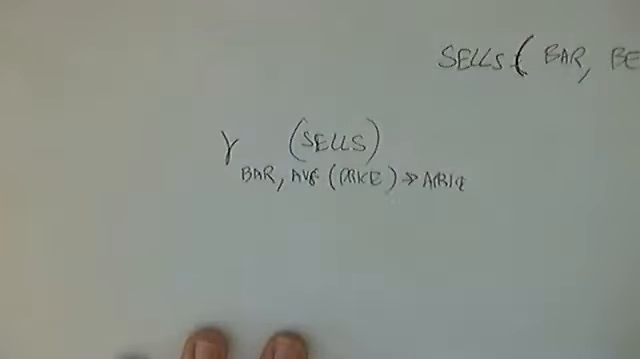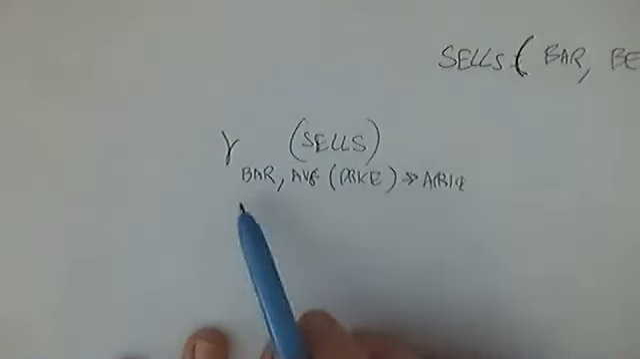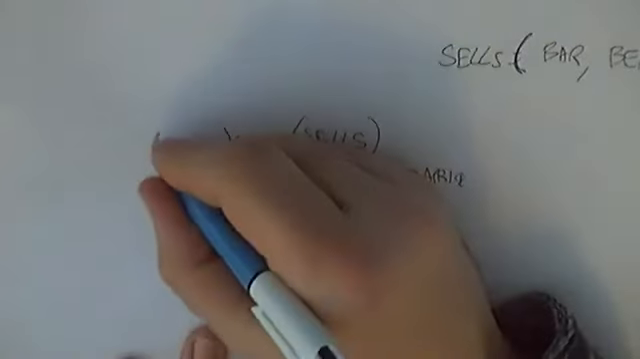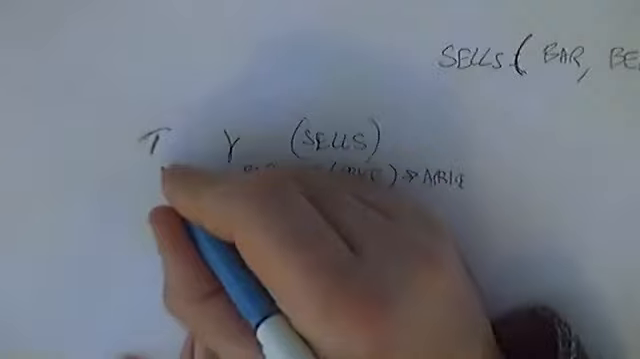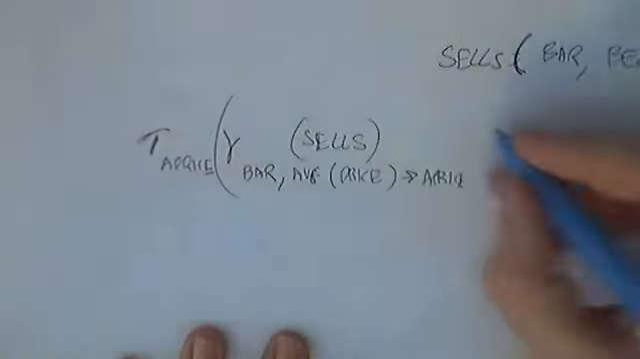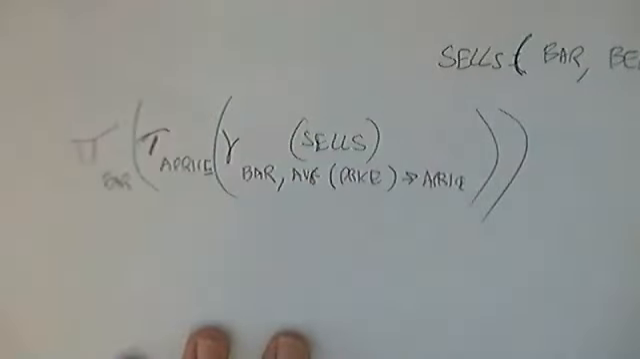All right. So we take all that, and this basically is going to give us back a relation that has bar and a price, but it's not ordered yet. So we need to take that whole thing and put it into a tau, and then do the order on price. And then if you really want to, you can project out bar. All right, so I hope that's clear.